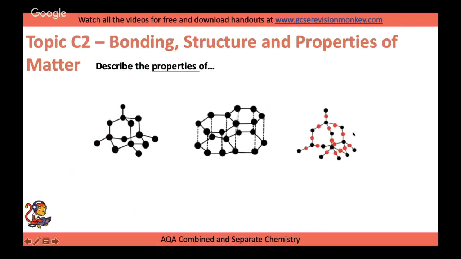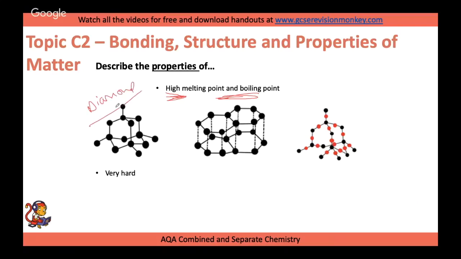Moving on to the properties, they share very similar properties. Because they're giant, they have a high melting point and boiling point, unlike the small molecules that have low melting and boiling points. They are very hard. Diamond is very hard. Not all of them, sorry. Diamond is very hard. It's one of the hardest substances on Earth. And graphite, the extra thing you need to know about it is it conducts electricity. So when you talk about properties, think about whether it conducts electricity or not. Think about whether its boiling points are high or low.